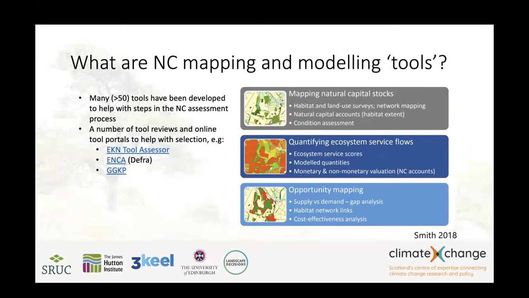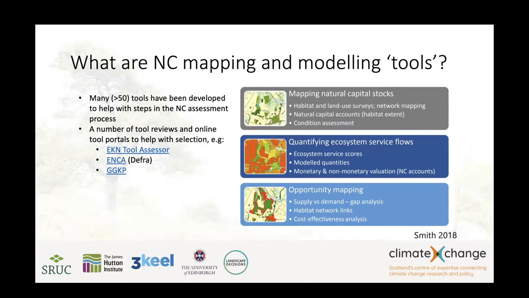So we've talked through the typical workflow, and then I wanted to talk a little bit more about the different tools that are emerging. And as I said, there are many. This is an estimate of over 50, and there are various reports which have reviewed many different quantitative and qualitative tools. And I've put links in on this presentation so you can explore those in your own time if you want to. I suppose the key here is to think about what they're trying to do.